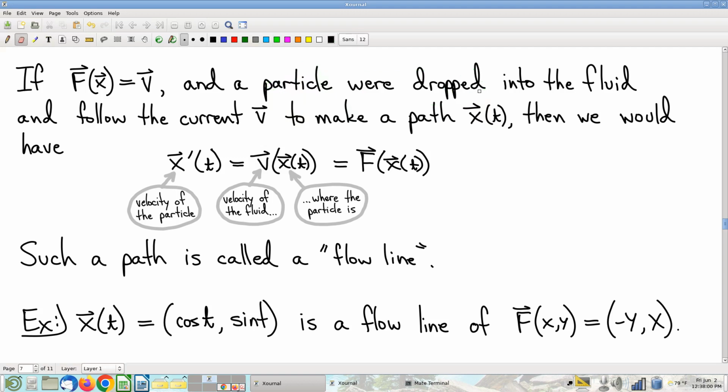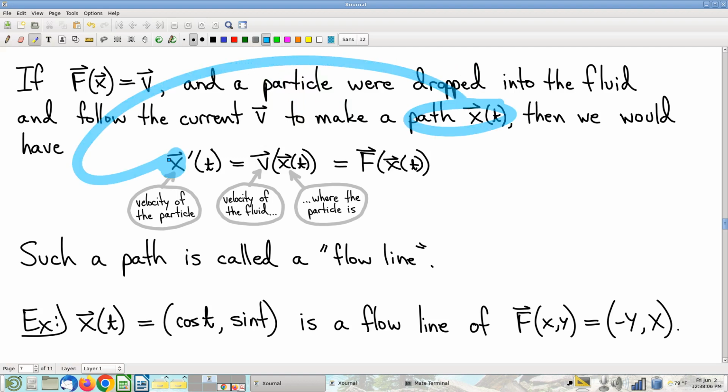So the idea is this. The particle's path, position is a function of time, right? We have a parameterization of the particle's path. The derivative of that parameterization, of course, is the velocity of the particle. And the velocity of the particle, as we just claimed, is going to be the velocity of the fluid. That's what the particle is going to do. The particle just floats right along and goes wherever the water goes. So that's represented by the velocity of the particle equaling the velocity of the fluid.